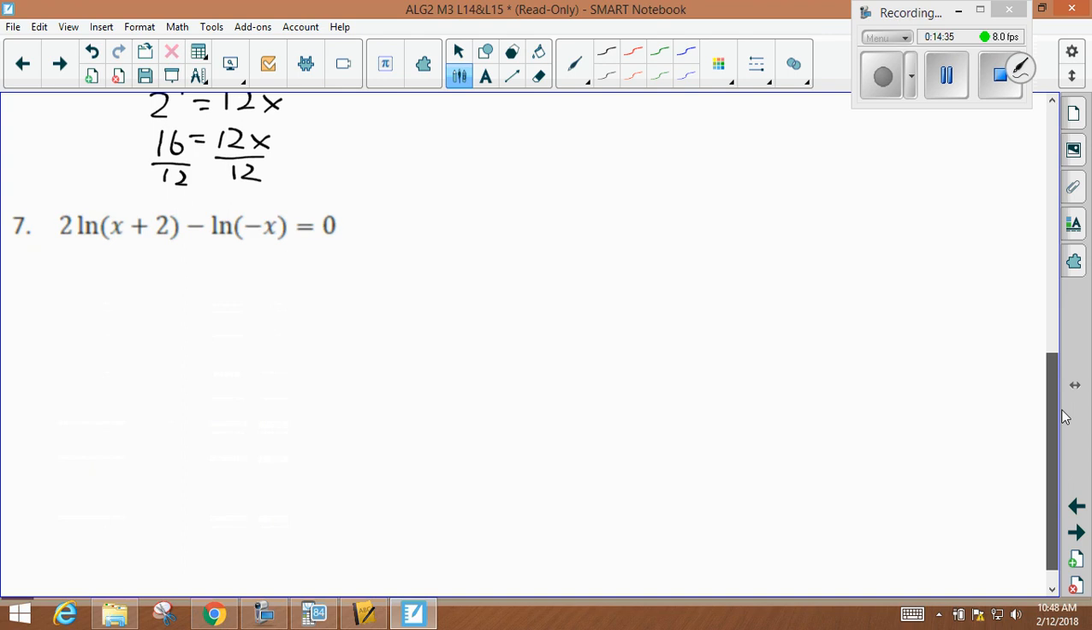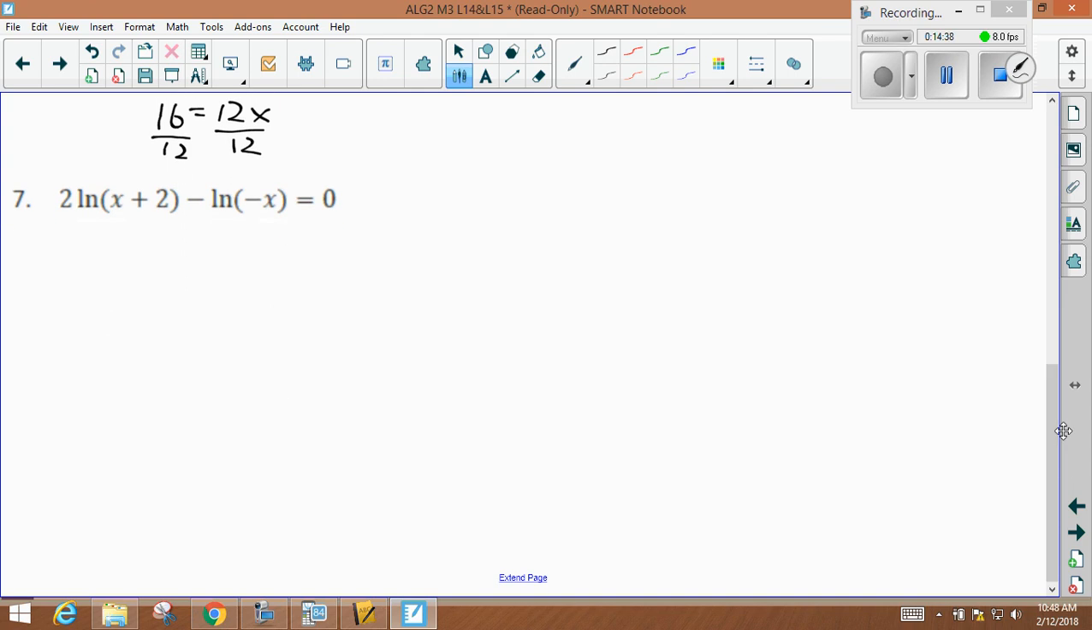Let's do this one, which is, I think, a little bit kind of in the middle. Remember that when we are condensing logarithms, when we're going to write them as one logarithm, we got to take this 2 and bring it inside first, right? As an exponent. So this is going to become natural log of x plus 2 squared, okay? That's what we did with that 2 on the outside. And this is negative natural log of negative x.